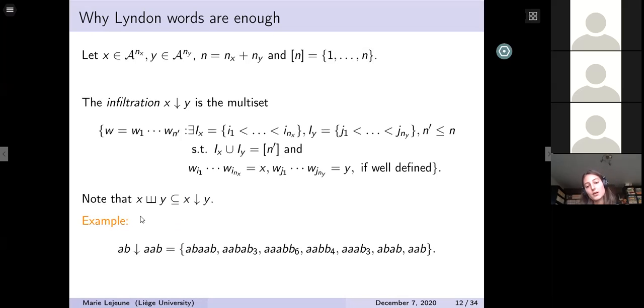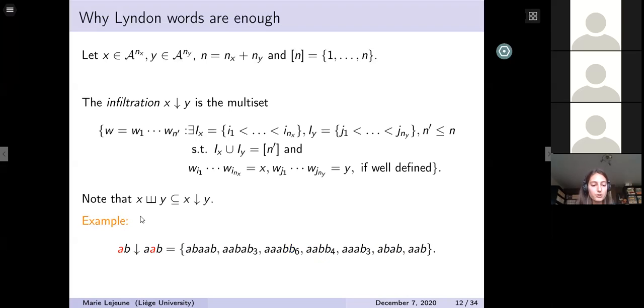I also need the infiltration of two words. That's more or less like the shuffle, but I can merge part of the first word with part of the second word. So for example, if I want to take the infiltration of these two words, first I take the shuffle that you can see in red, or I can merge the first letter A with the first letter A and then shuffle B with AB. And I'm going to obtain this word, and this word a second time by shuffling B with AB.